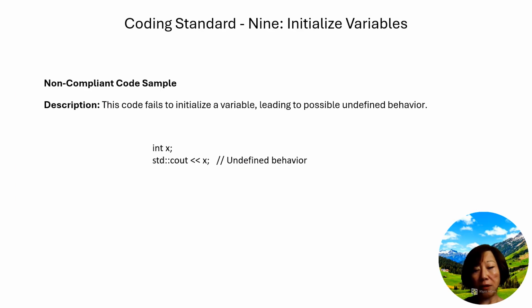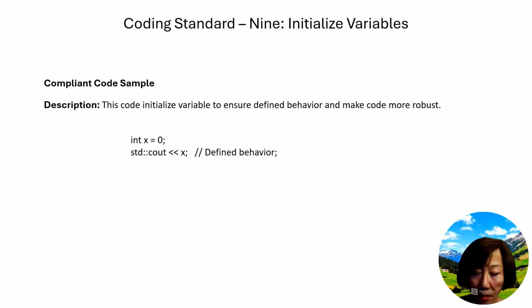All right, number 9. Very quickly, we need to initialize all variables. Like in these very simple 2 lines of code, it did not initialize a variable and it could lead to possible undefined behavior. Right? X, what is X? It could have some special characters. It could have a gigantic number, and then you put it out to cout, and it could cause undefined behavior. Very easily fixed: initialize X to some value, 0. Then you know you will be seeing 0, right? So this is much more robust, very simple.